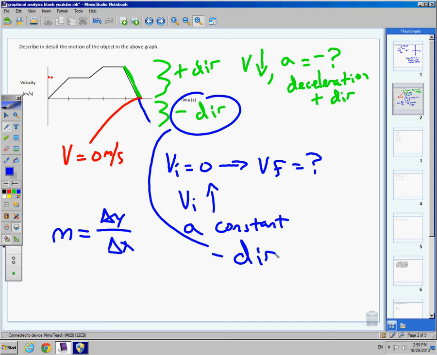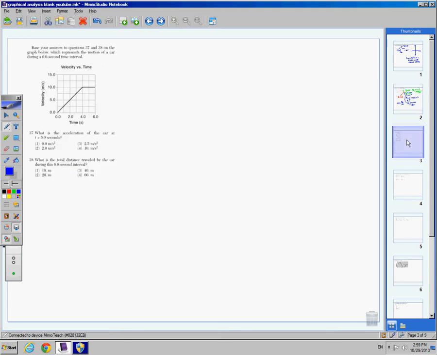All right, let's go to the next question here. Hopefully there will be no more announcements. All right, base your answers to questions 37 and 38 on the graph below, which represents the motion of a car during a 6-second time interval. So looking at this here, number 37 says, what is the acceleration of the car at t equals 3 seconds? Oh, sorry, it says 5 seconds.